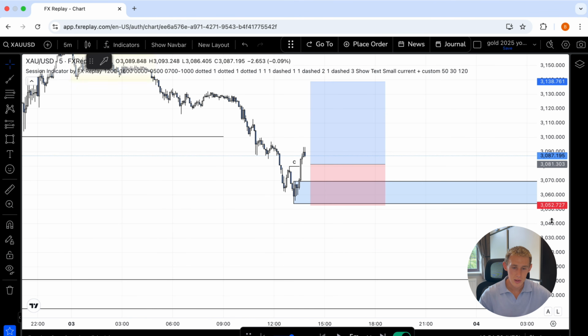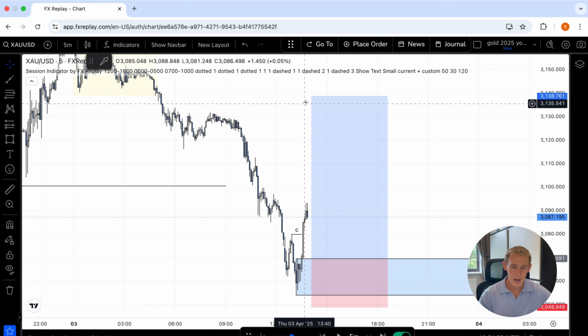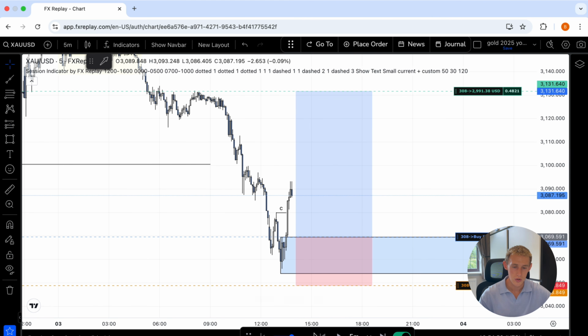So what I'm actually going to do in this case is refine it to the demand itself, just here. And then, as always, we're doing a mechanical 1 to 3 risk to reward. So let's place this trade. Let's see how it goes.